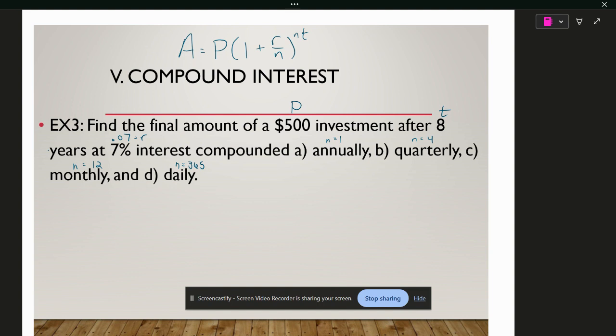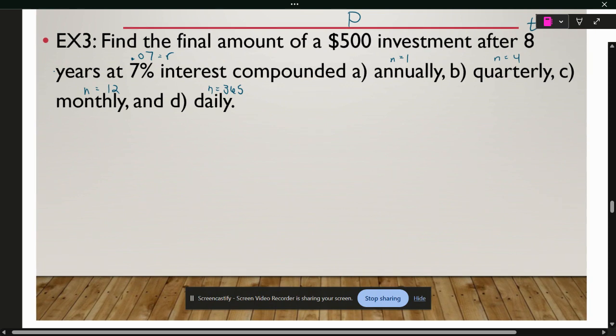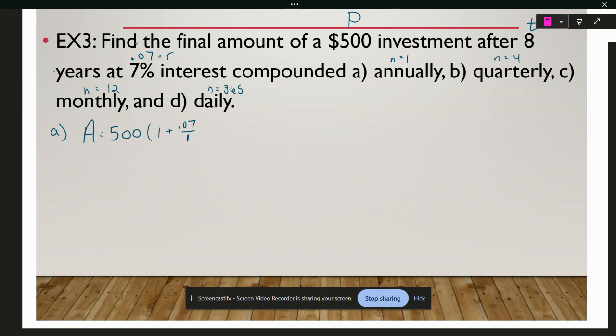So I'm going to show you how to set up example A for annual. And then after that, I'm going to show you you only need to change your N value, and you're going to be able to solve for all the problems. So in letter A, we're going to use A is equal to our principal, our P, 500, times 1 plus 0.07 over our annual, so 1, to the 1 times our T, which is 8.